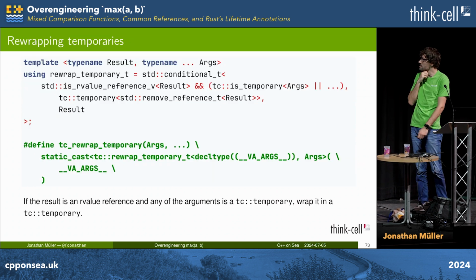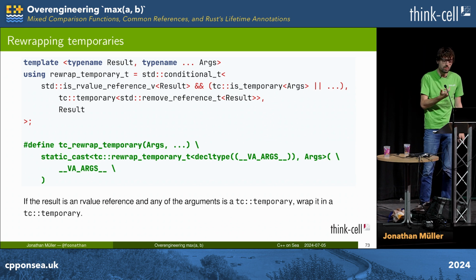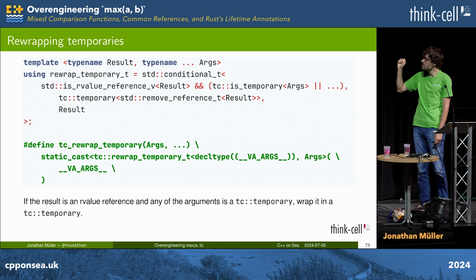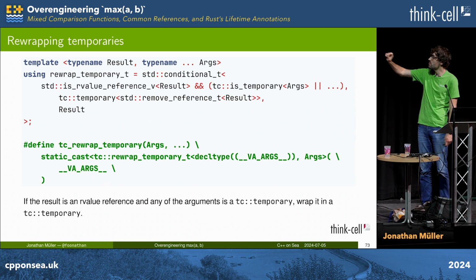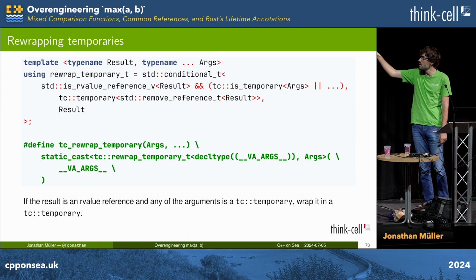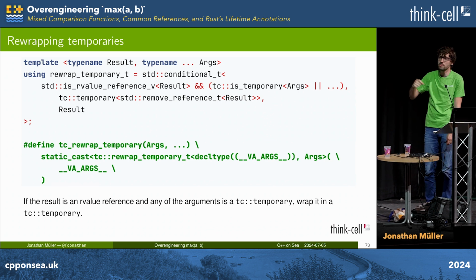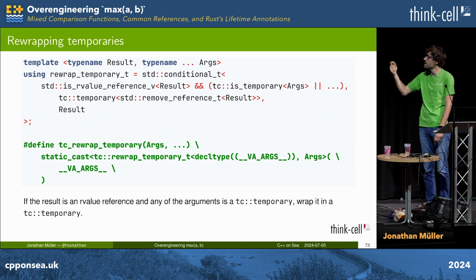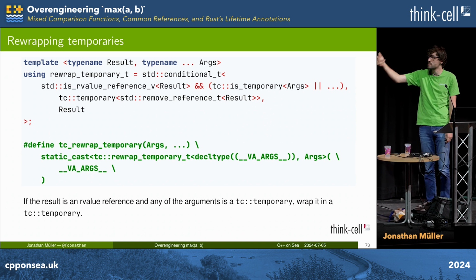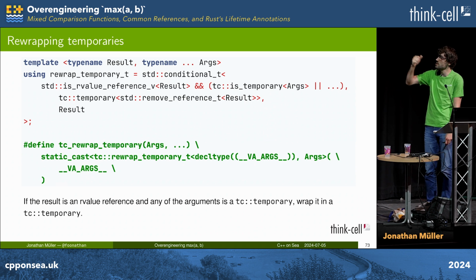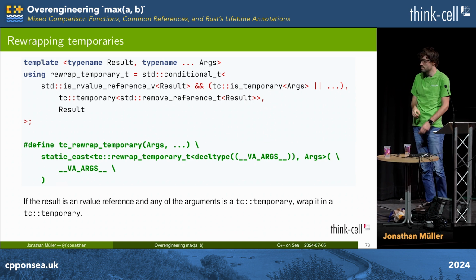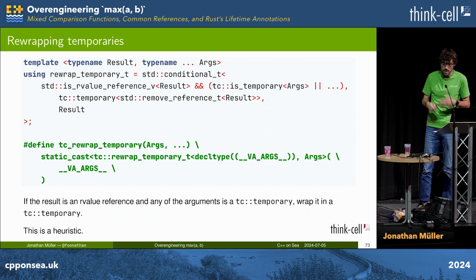Rewrap is a bit more complicated because whether or not we want to rewrap depends on whether the arguments were temporary. So rewrap takes a bunch of arguments and an expression. And if that expression is an r-value reference and any of the arguments are PR-values, or rather a temporary, because we cannot detect PR-values, then we need to also wrap that in a temporary. Because we assume that the lifetime of the expression is sort of tied to the lifetime of the arguments we specified, which is a heuristic, but it works. And so we then need to rewrap it back again into temporary. Yeah. This is a heuristic.